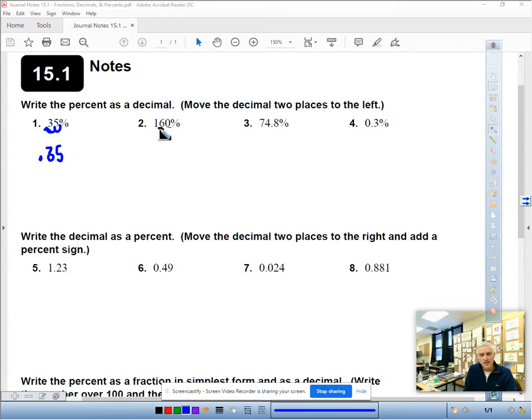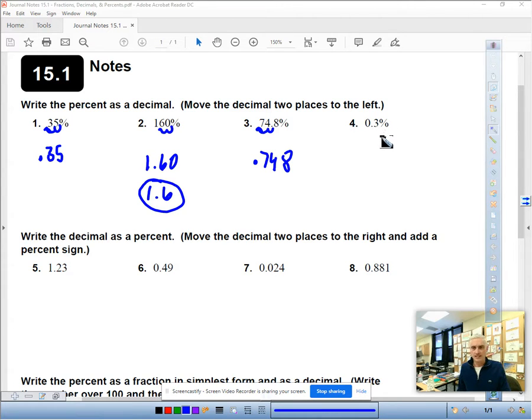On number 2, we have 160%. Same thing, all you do is move it 2 places to the left. So to convert this to a decimal, move it 1, 2, and we get 1.60, or you could just write it as 1.6. That is what the number would be. 74.8%, same thing. Move it 2 places to the left. 1, 2. 0.748.